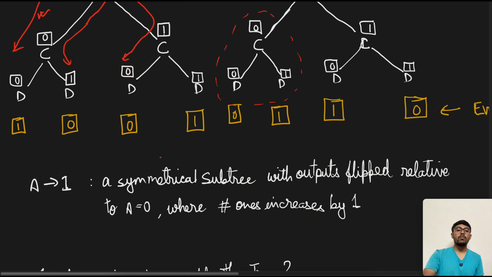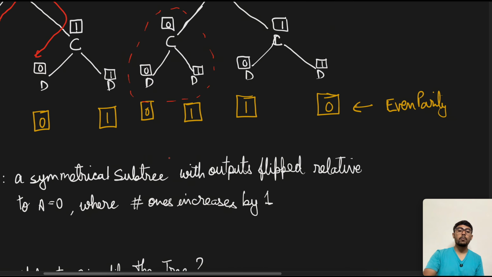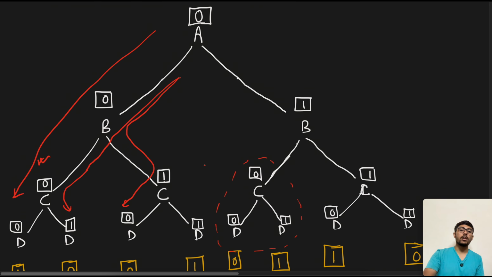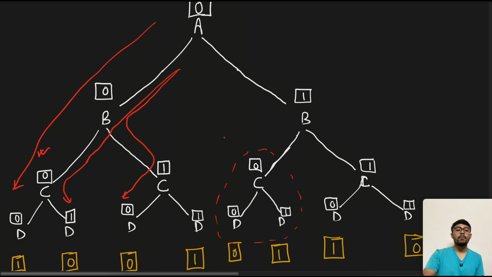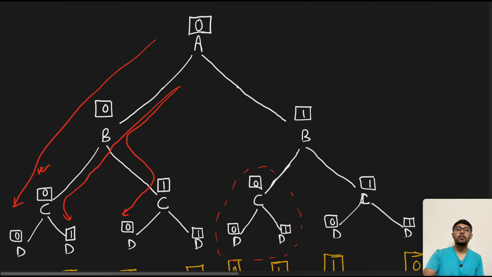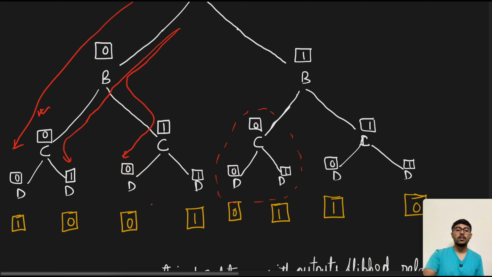A equal 1 will have a symmetrical subtree with outputs flipped relative to A equals 0, where the number of ones will increase by 1. So, you can imagine the A equal 1's tree which will be exactly identical to this. Only thing is the number of ones would increase by 1. Why? Because this would be 1, right, and so on. The even parity bits may also get swapped.